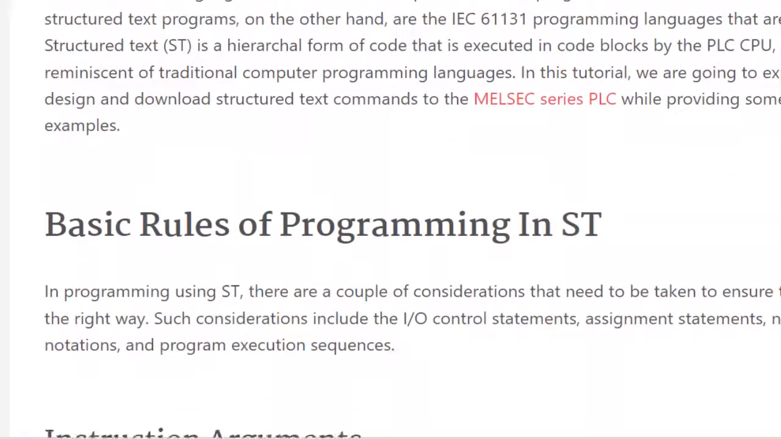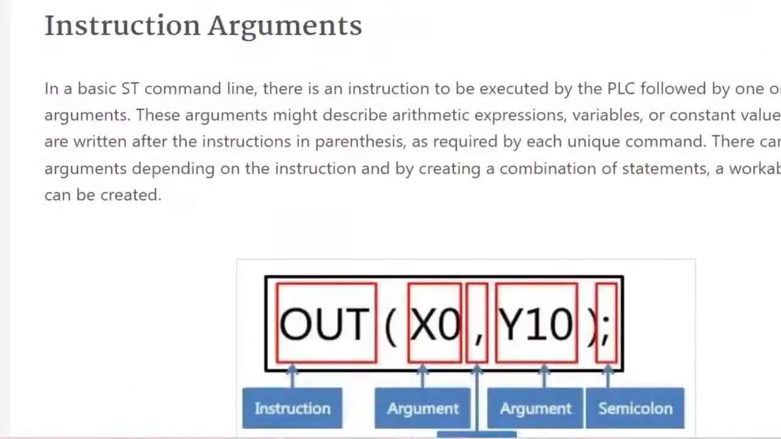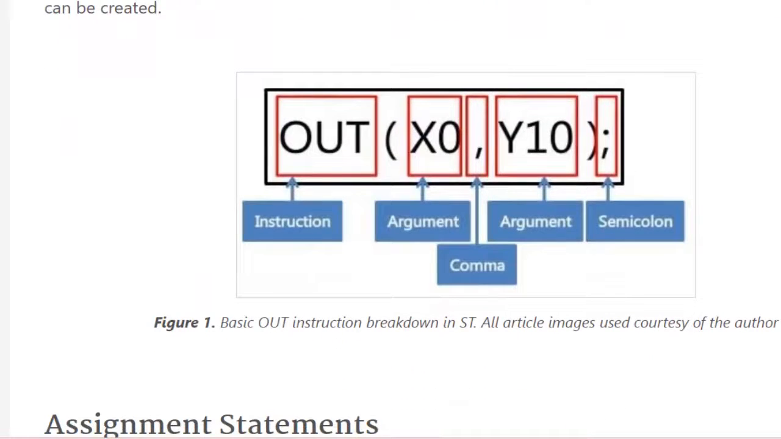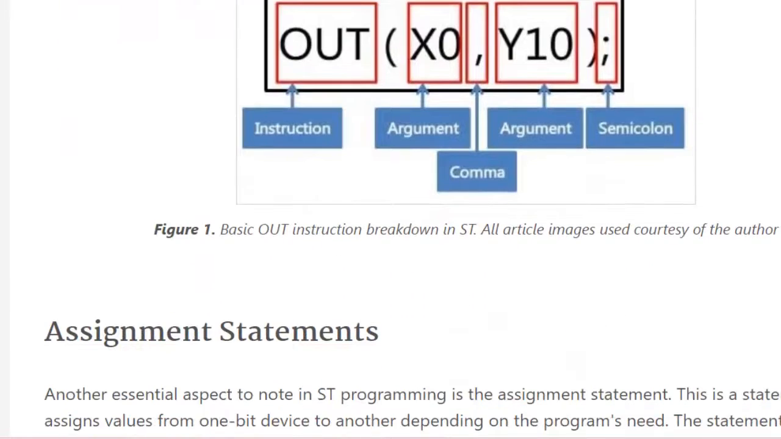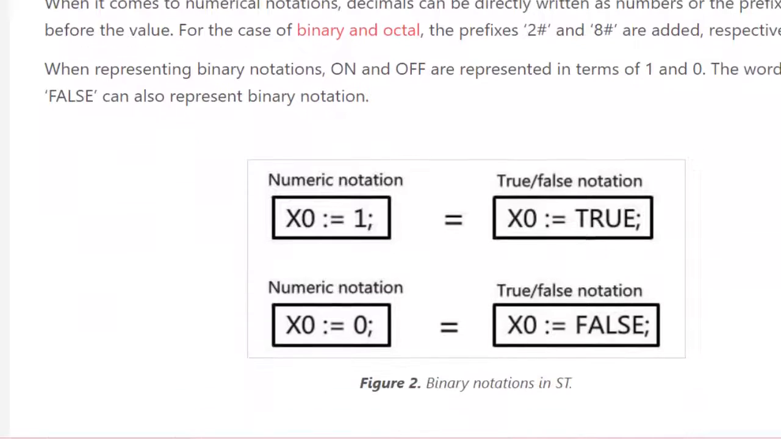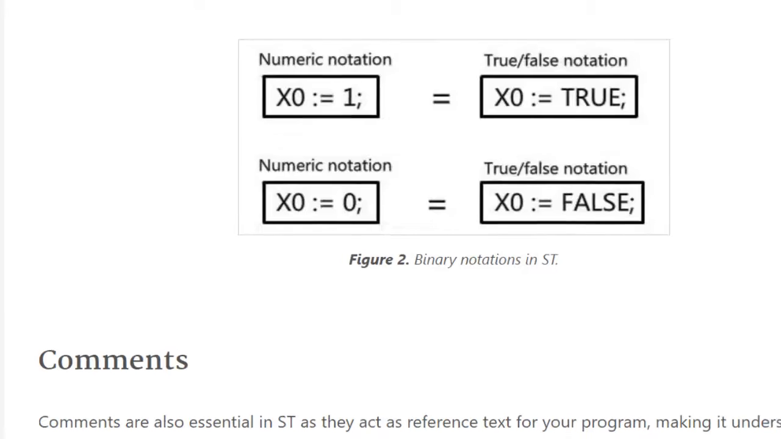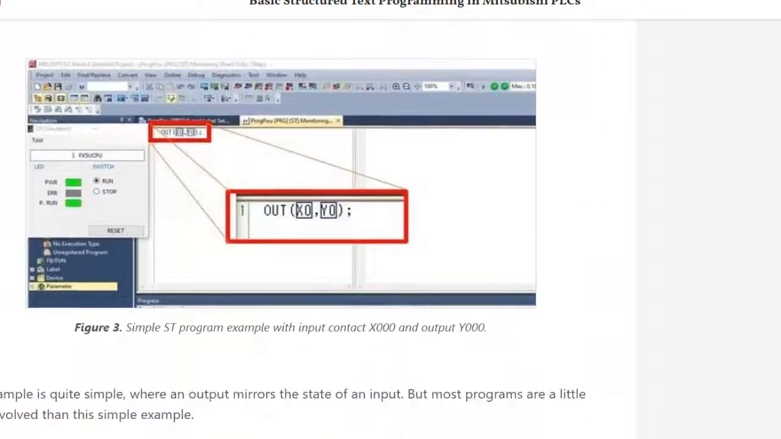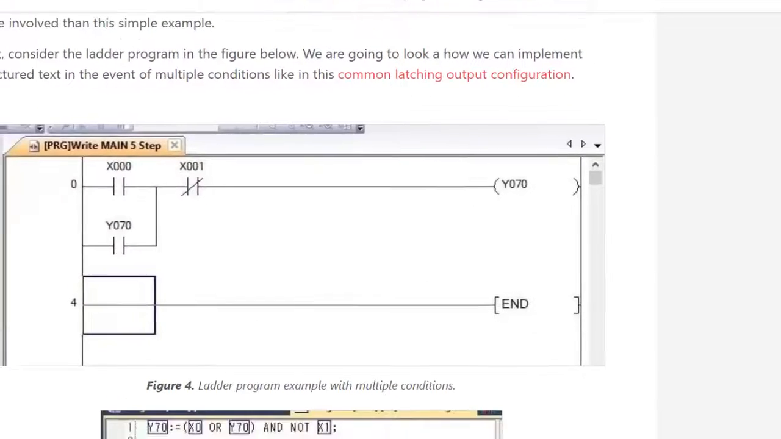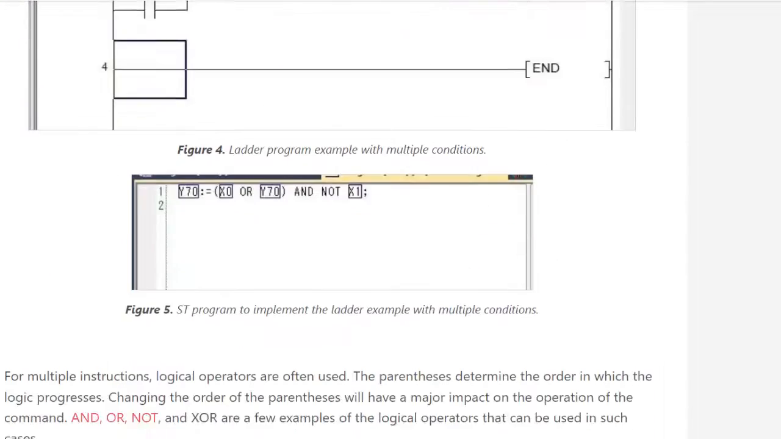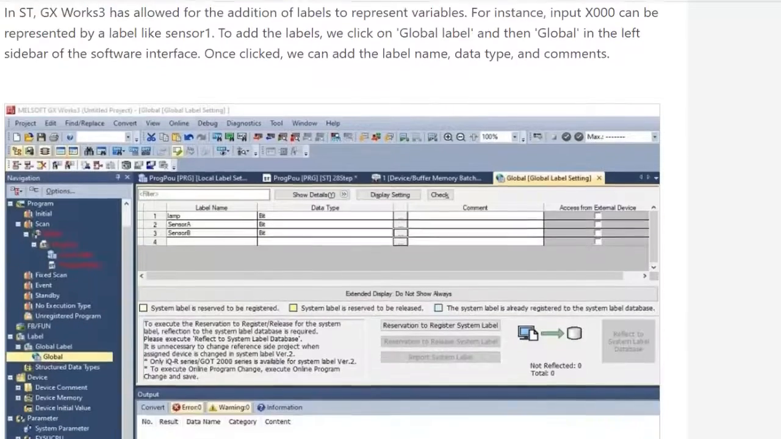Variables and constants. You can declare variables and constants in structured text. Variables store values that can be modified during program execution, while constants hold fixed values that cannot be changed. Operators. Structured text supports arithmetic, comparison, logical, and bitwise operators. These operators allow you to perform calculations, make comparisons, and control program flow.